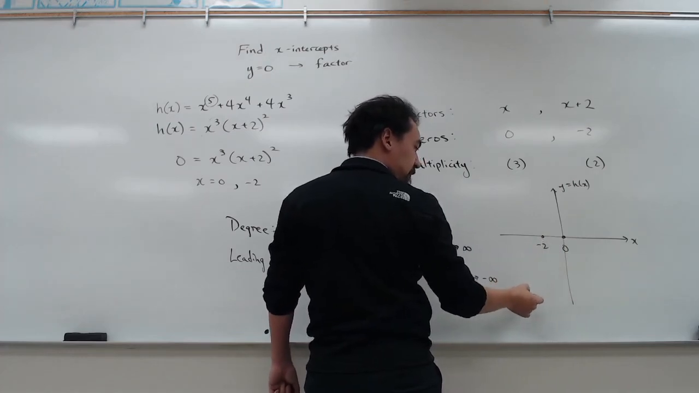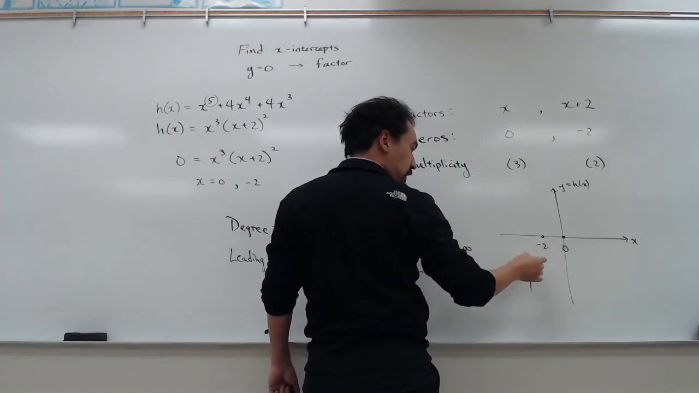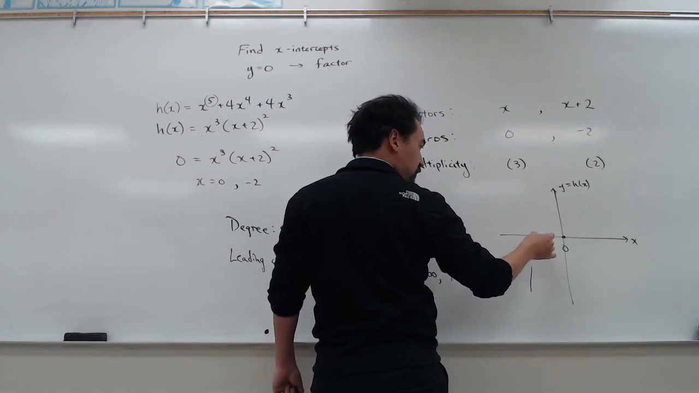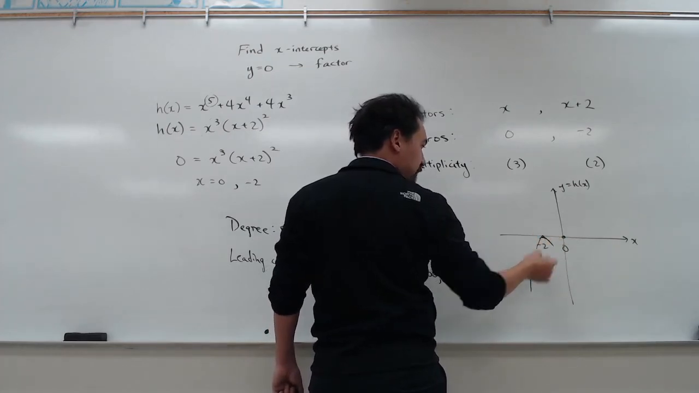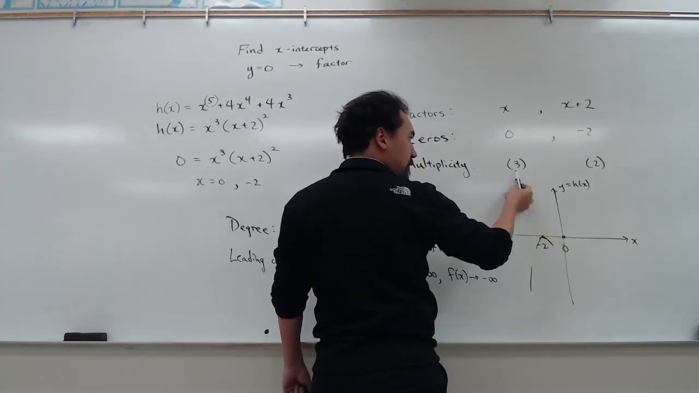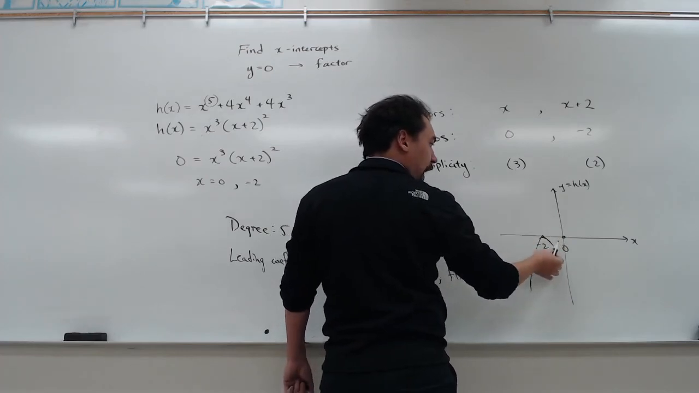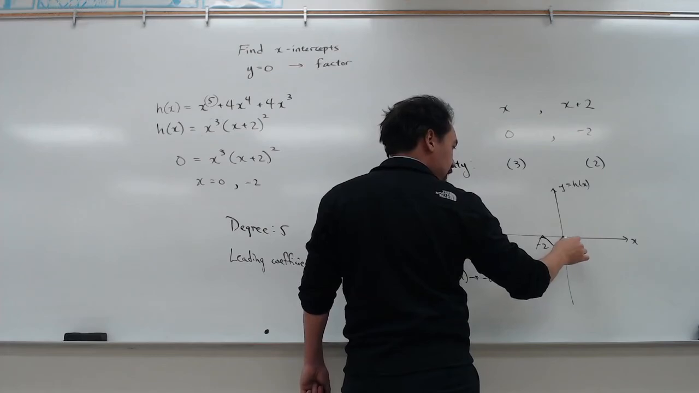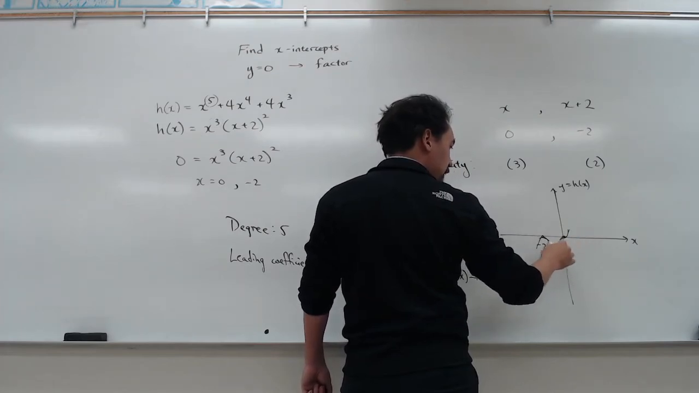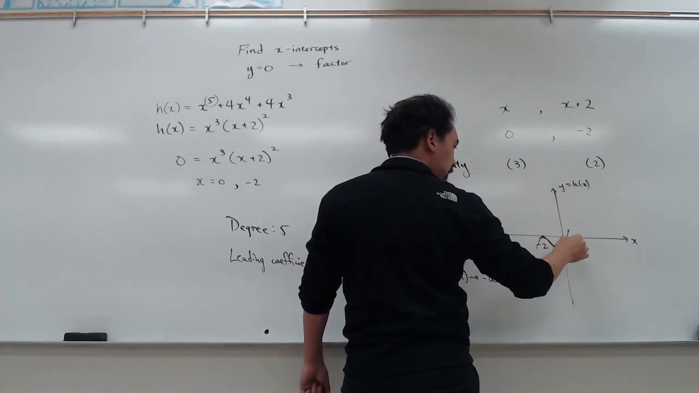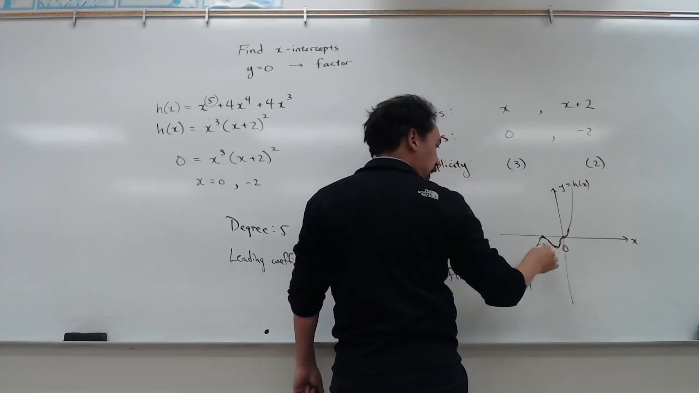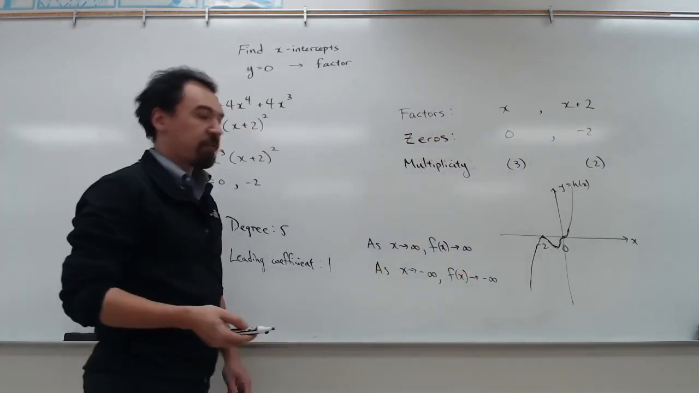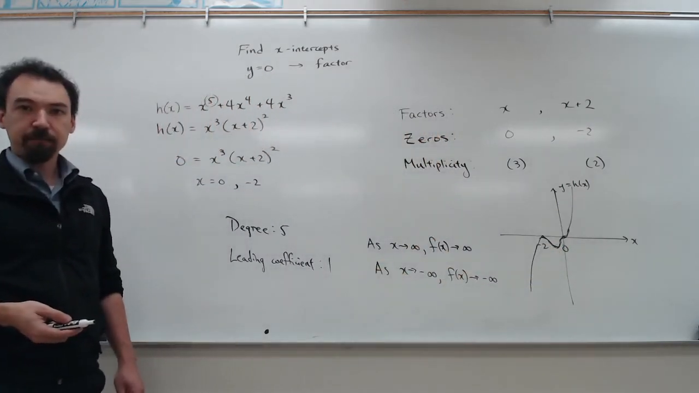So I'm going to come from here using my end behavior. And then I'm going to touch and turn at x equals negative 2. Then, because I have a multiplicity of 3, I'm going to cross, but in a special way. I'm going to flatten out and then go through. And so I have to turn around here. So I flatten out, go through, and then I continue on to my end behavior. And there, I have a sketch of h of x.